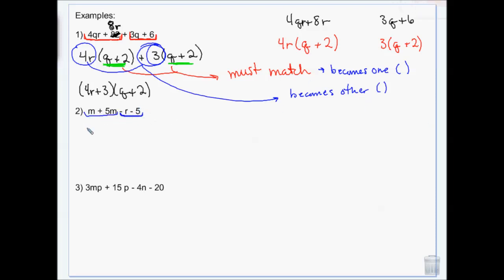So I have the two groups. My first group, like I said, they have an M in common, so I can factor an M out. If I take an M away from an M, I'm left with a 1, right, because M divided by M is 1. And if I take an M away from 5M, I'm left with a 5. This is supposed to be a 1. My typing apparently was very bad that day.